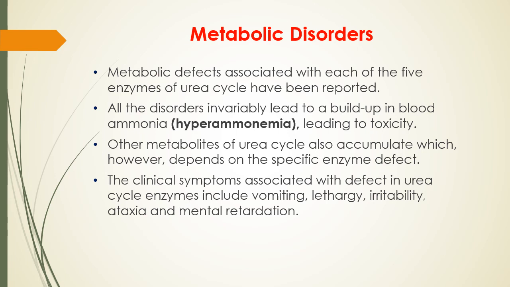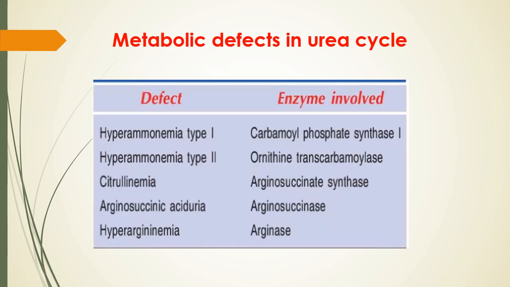The clinical symptoms associated with defects in urea cycle enzymes include vomiting, lethargy, irritability, ataxia, and mental retardation. Now let's see the metabolic defects in the urea cycle. Hyperammonemia type 1: the enzyme involved is carbamoyl phosphate synthase 1. Hyperammonemia type 2: the enzyme involved is ornithine transcarbamylase.